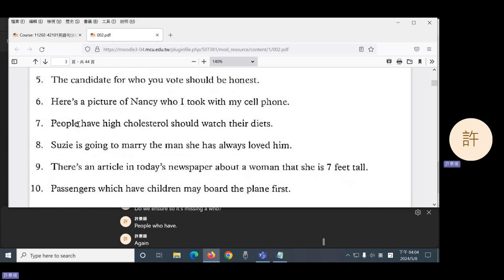Again, people have high cholesterol. This is a complete sentence. But then you have another verb, should watch. What's going on? An English sentence cannot have SVVO. Therefore, this must be part of another sentence.